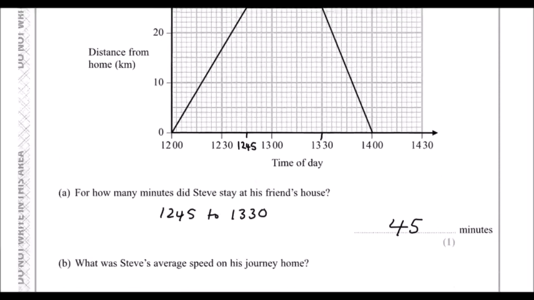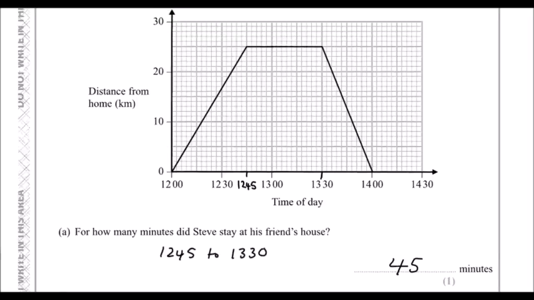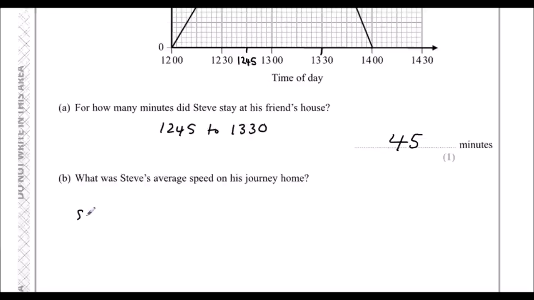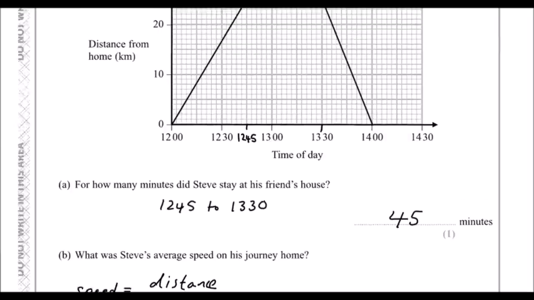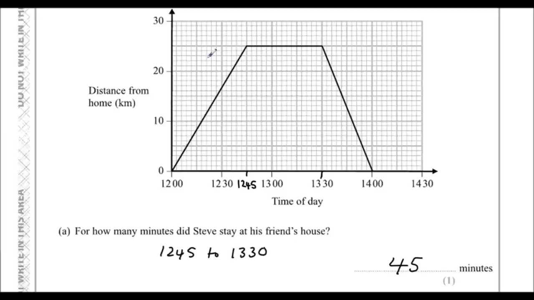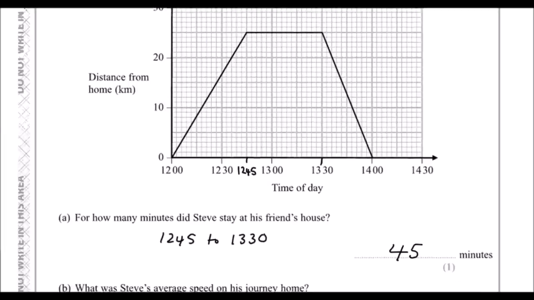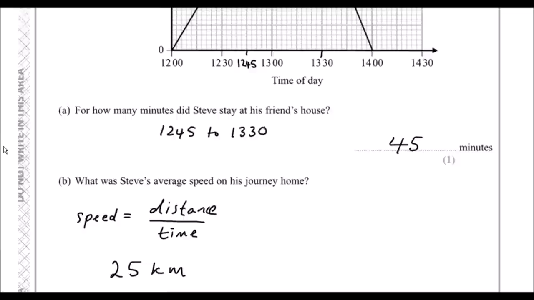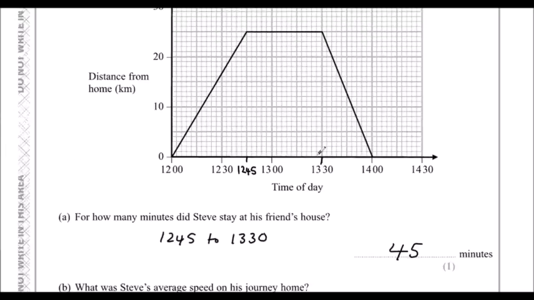What was Steve's average speed on his journey home? So for speed, I'm going to do the distance divided by the time. Or I'm just going to look at the distance and the time, because the distance is 25 kilometers. So 25 kilometers in 30 minutes. That's how long it took him to get home. From half one to two is 30 minutes.